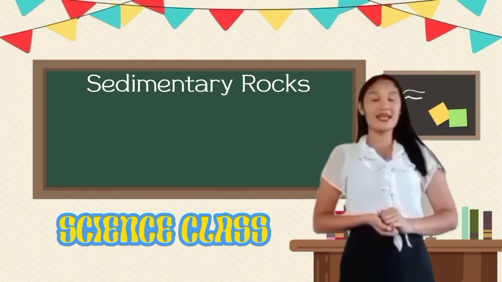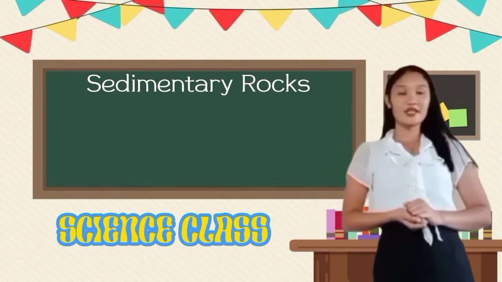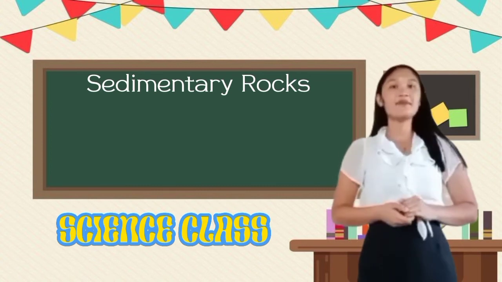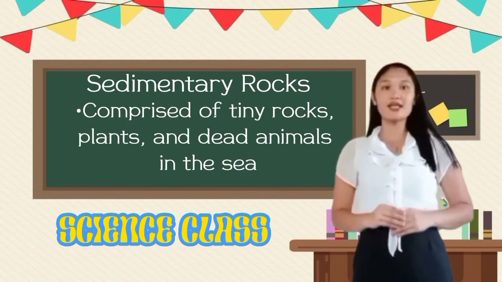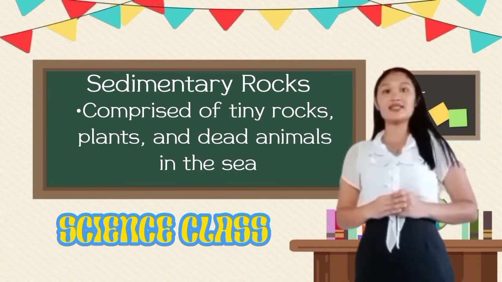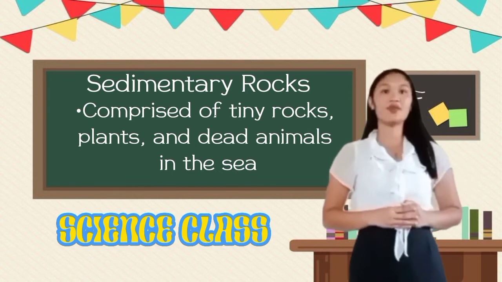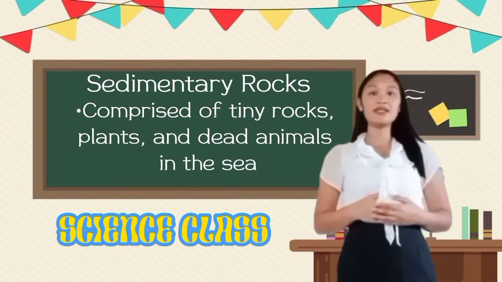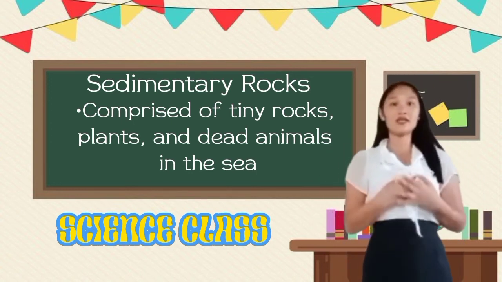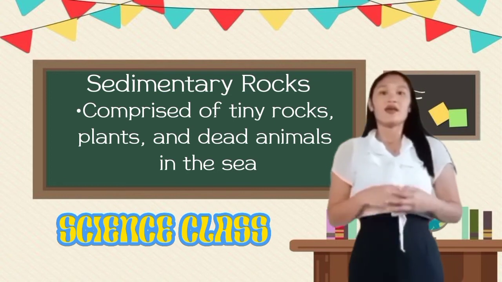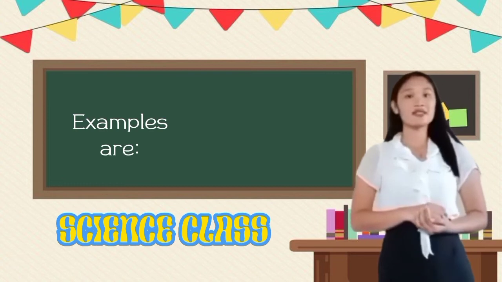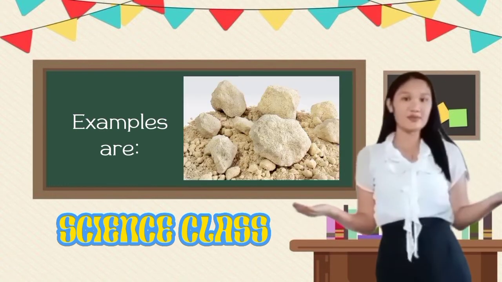The second one is sedimentary rock. Sedimentary rocks form when sediment compresses. Sediment is comprised of tiny rocks, plants, and dead animals in the sea that stay on the seabed. Over millions of years, more and more sediments build up and compact, and that compacted sediment eventually becomes sedimentary rock. Examples are sandstone and limestone.